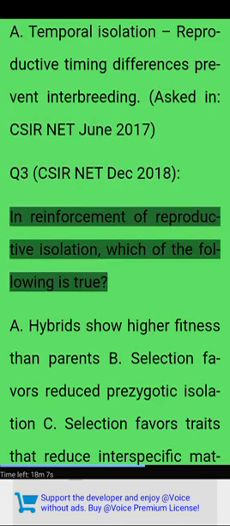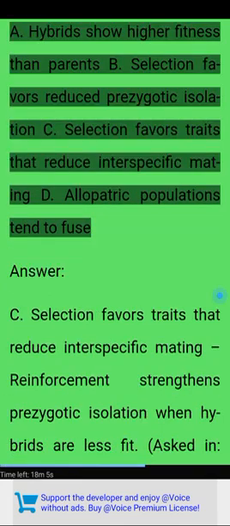Q3, CSIR NET December 2018. In reinforcement of reproductive isolation, which of the following is true? A, hybrids show higher fitness and parent species selection favors reduced prezygotic isolation; C, selection favors traits that reduce interspecific mating.